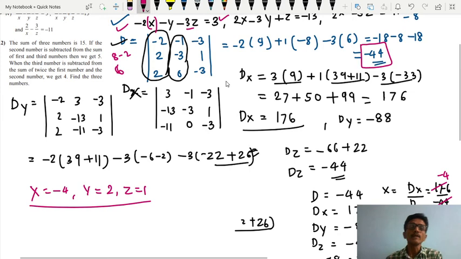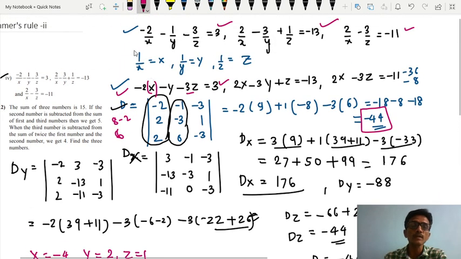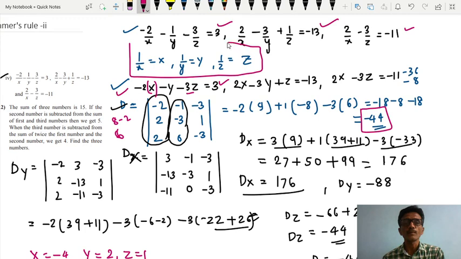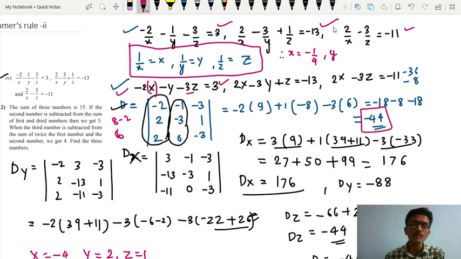But we are interested in finding small x, y, z. You see, this substitution is temporary, we substituted capital X, capital Y and capital Z. So our required answer is what? Capital X is minus 4, so small x will be equal to minus 1 upon 4. Capital Y is equal to 2, so small y is equal to the reciprocal of that, 1 upon 2. And capital Z is 1, so it makes no difference, small z is also equal to 1.